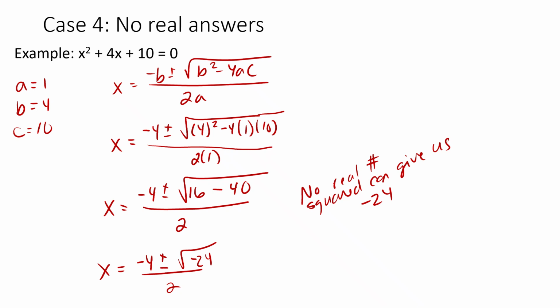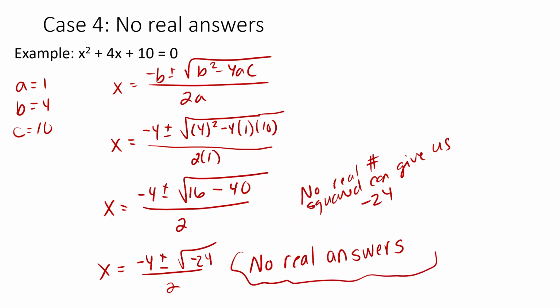So at the Algebra 1 level, you might get away with just saying no solutions. I would encourage you to put in no real answers or no real solutions, just as a preview. Okay, and if you're watching this video and you're in Algebra 2, then you're either there or you will be.